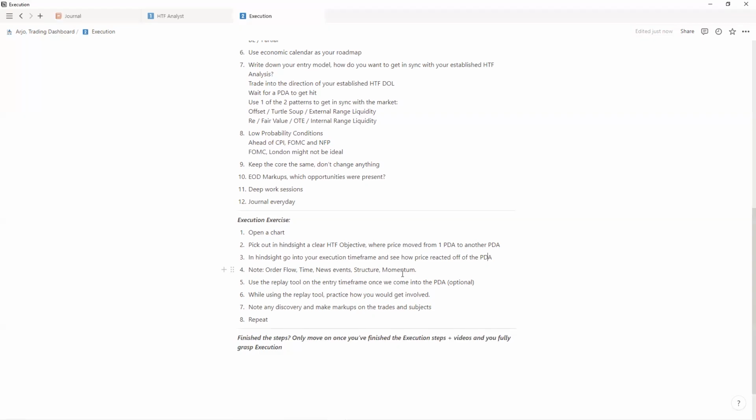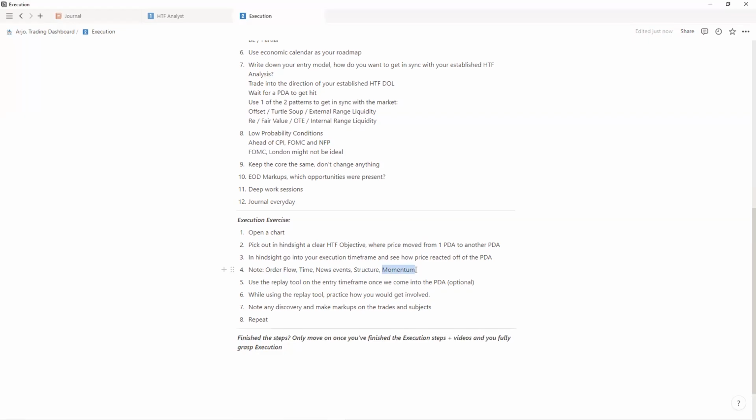Then on the daily higher time frame order block, we're going to go into our execution time frame that we established. That might be 15 minutes for me, for example, or whatever time frame you're going to be using. And then we're going to note how price moves away from that daily order block. Note order flow, time, news events, structure, momentum. Everything. How fast is price moving?